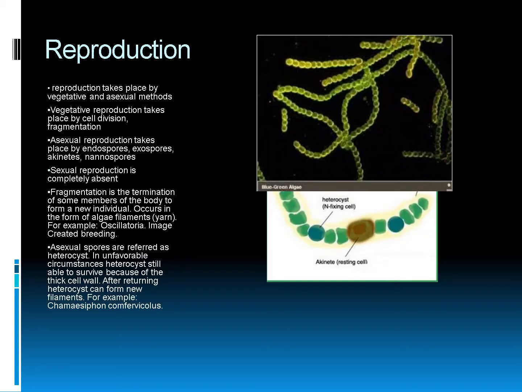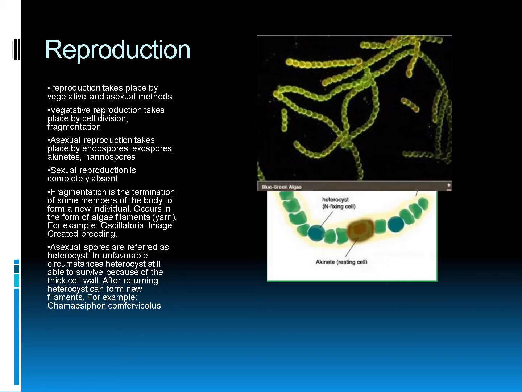Reproduction of Cyanophyta. Reproduction takes place by vegetative and asexual methods. Vegetative reproduction takes place by cell division and fragmentation. Asexual reproduction takes place by endospores, exospores, akinetes, and nannocytes. Sexual reproduction is completely absent in division Cyanophyta.